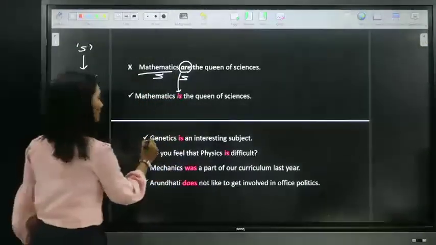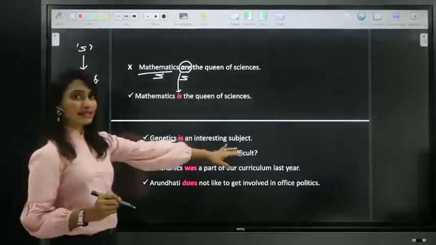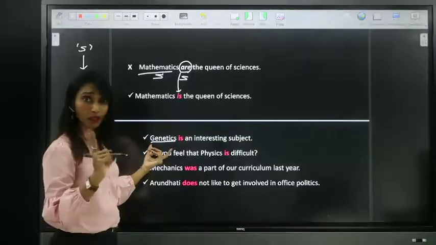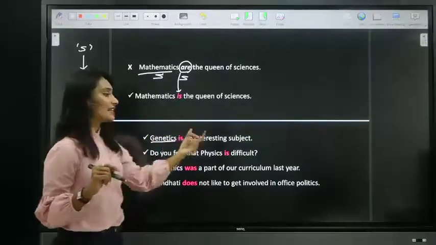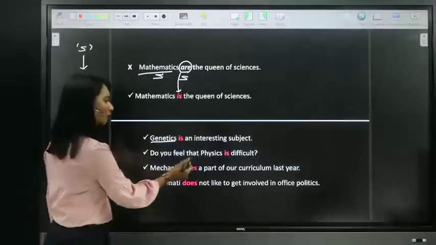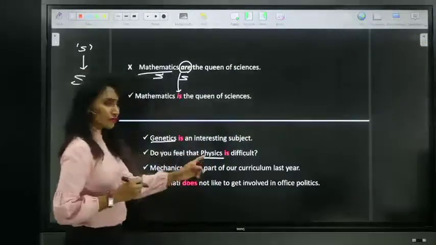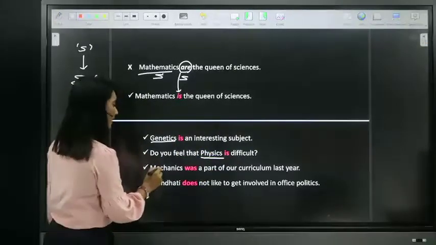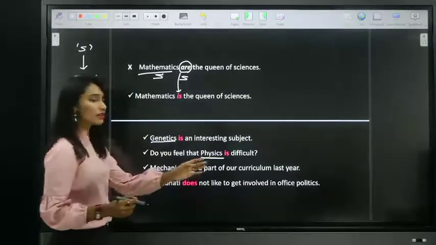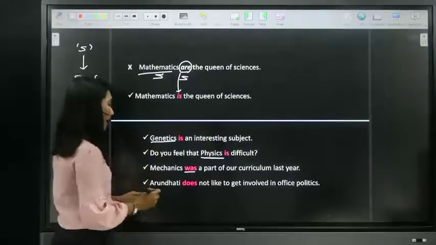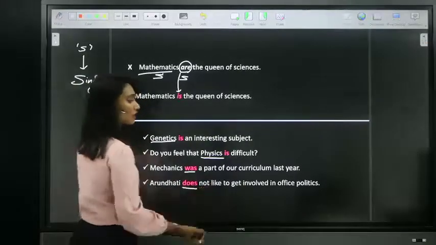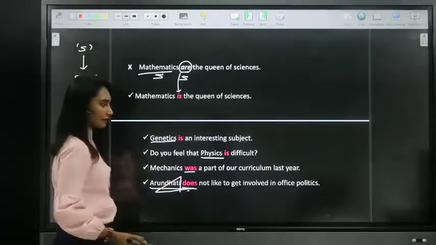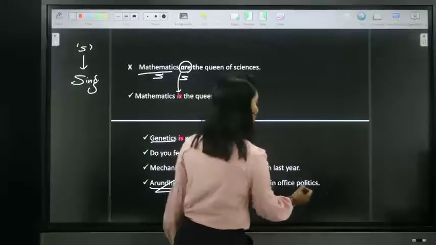Look at these examples. Genetics is an interesting subject. Genetics is the name of the subject. It ends with S, but it is not plural. So, genetics is an interesting subject. Do you feel that physics is difficult? Physics, again, singular. So, do you feel that physics is difficult? Mechanics was a part of our curriculum last year. Arundhati does not like to get involved in office politics. Here we are talking about Arundhati, singular. We are using a singular verb. But again, you are seeing here office politics.